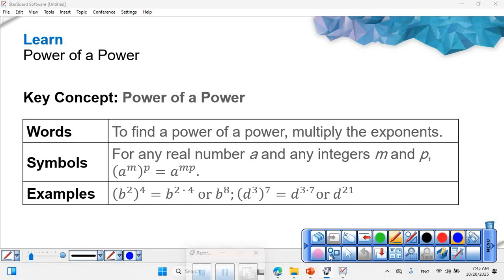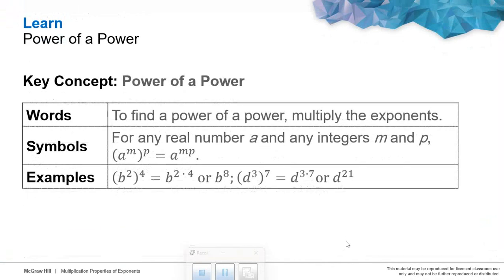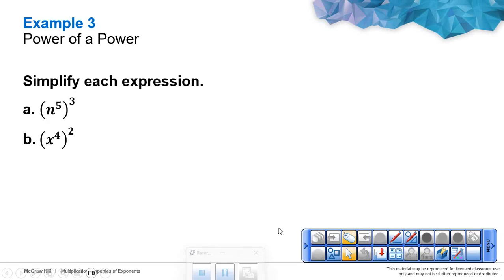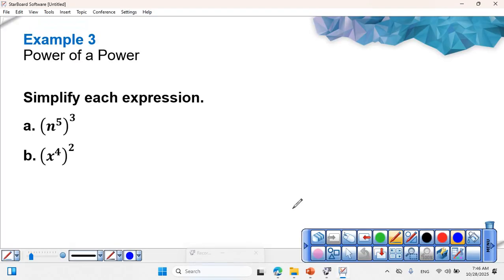Okay, let's move to the next example, as you see here. How to solve these examples? In the same way, I will explain step by step. As you see, this is power to a power. Here, n to the power 5, to the power 3. This equals n to the power 5 times 3. This equals n to the power 15.